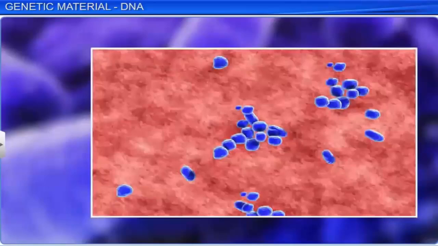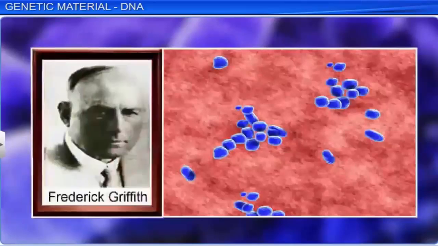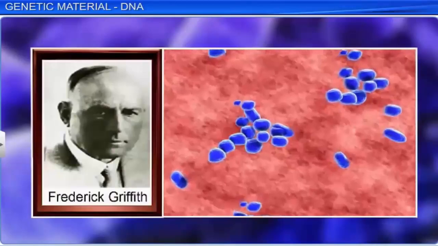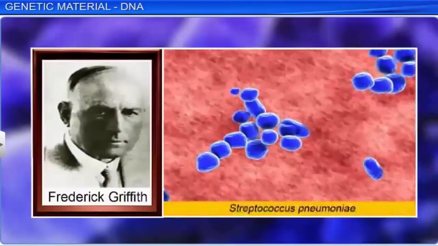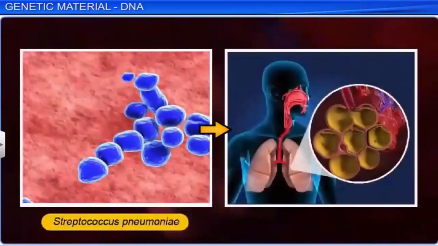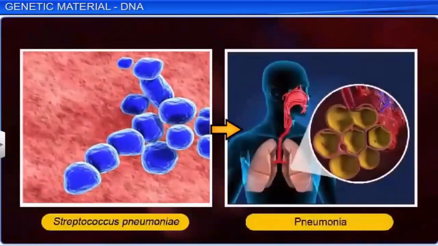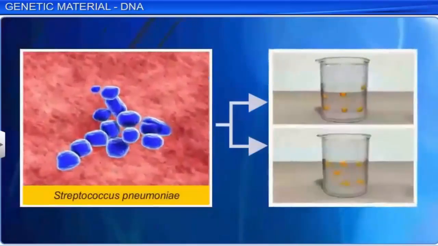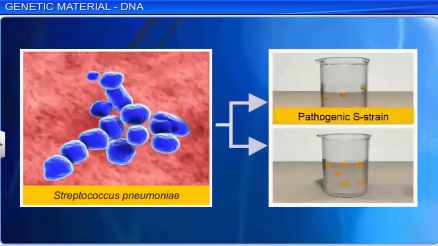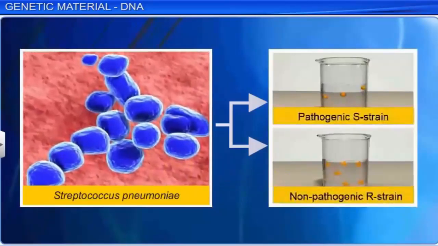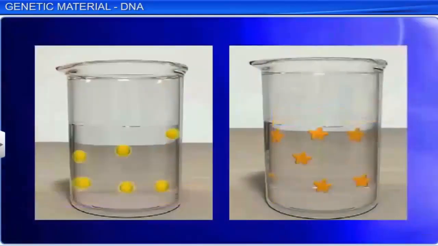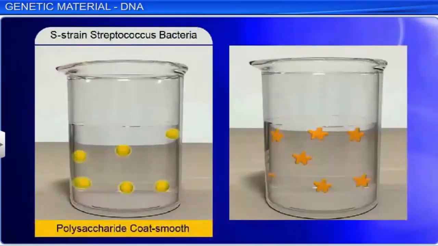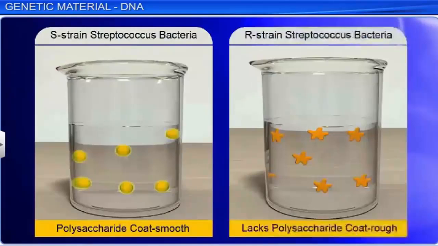British bacteriologist Frederick Griffith was the first to conduct experiments with the bacteria Streptococcus pneumoniae, which was responsible for causing the disease pneumonia. He worked with 2 types of bacteria strains, the pathogenic S strain and the non-pathogenic R strain. The S strain has a polysaccharide coat that makes it smooth, whereas the R strain lacks it, making it rough.